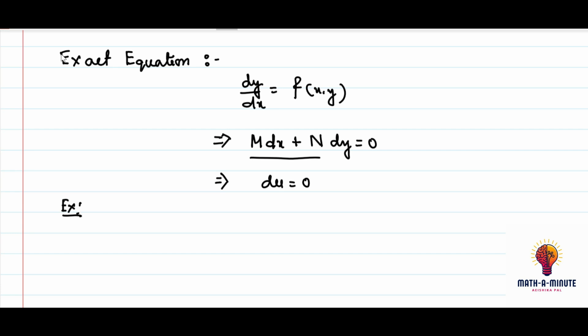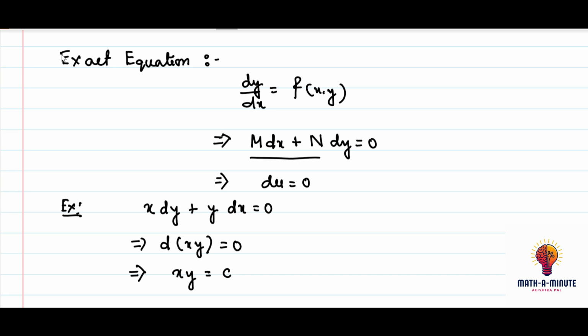if I give you this differential equation x dy plus y dx equals 0, we can write this equation in the form of d of xy equals 0. Directly integrating this equation, we can find the general solution of this differential equation. It will be xy equals c, where c is an arbitrary constant.